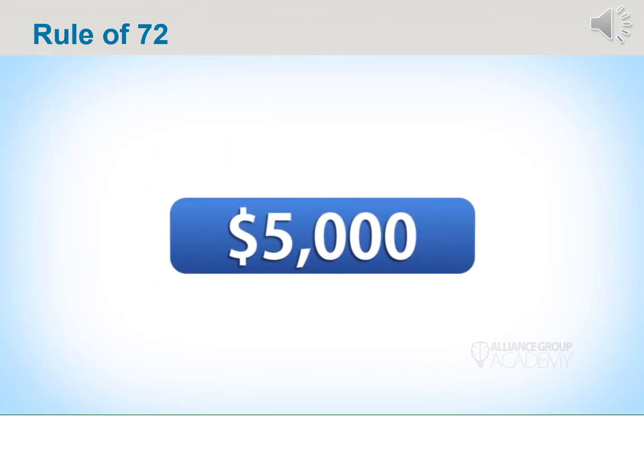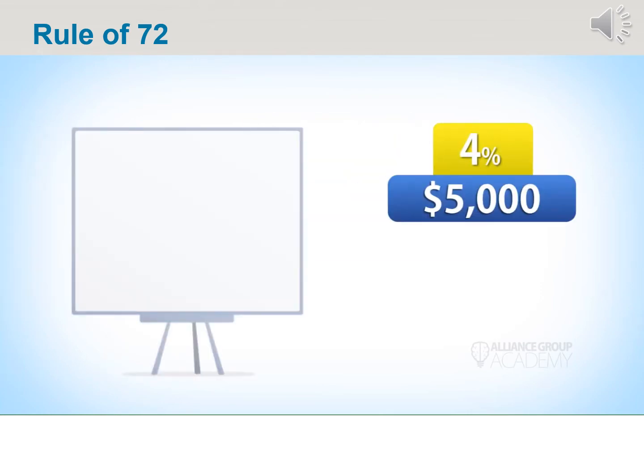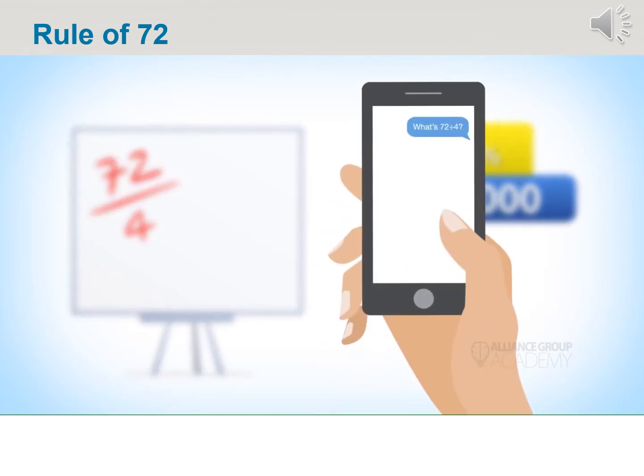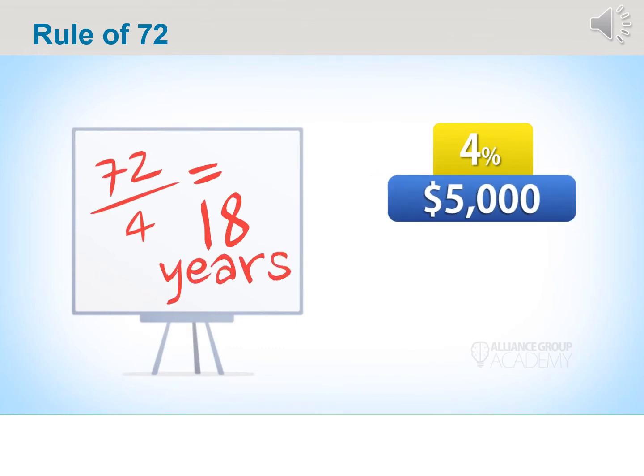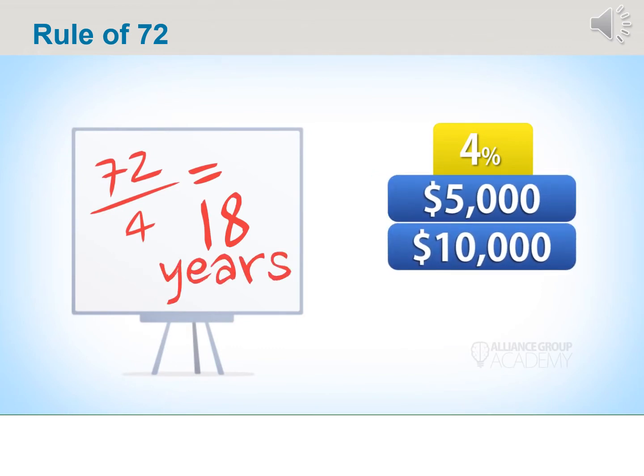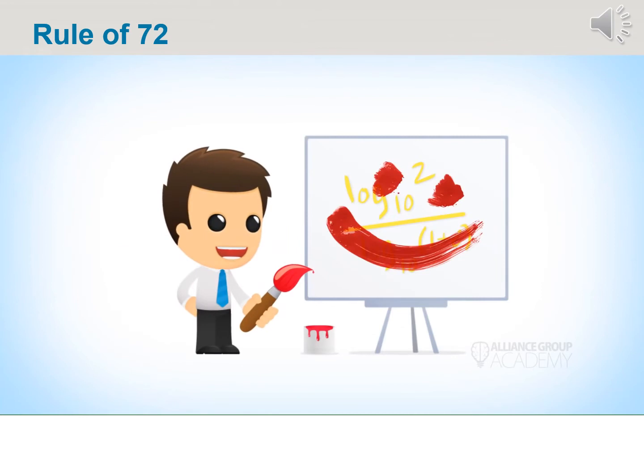Say you have $5,000 in your account earning 4% interest. Now take that magical number 72, take your interest rate of 4%, pull out your phone, text your second grade cousin and ask him how many times 4 goes into 72. He's a bright kid, so he'll tell you the answer is 18. And you'll tell him that he just helped you learn that it will take 18 years for your initial $5,000 to double into $10,000. Let's check in on Larry.